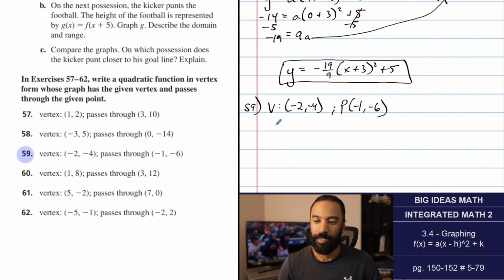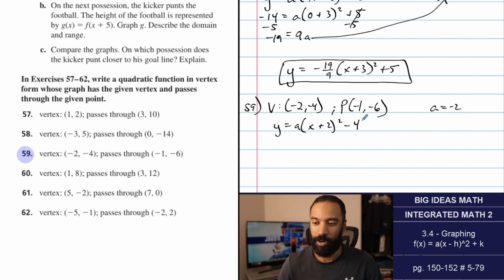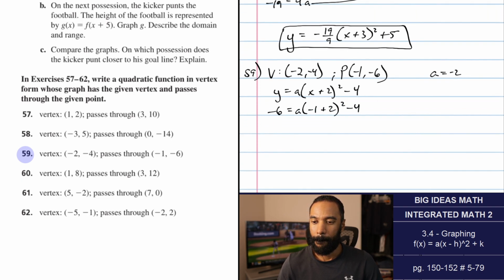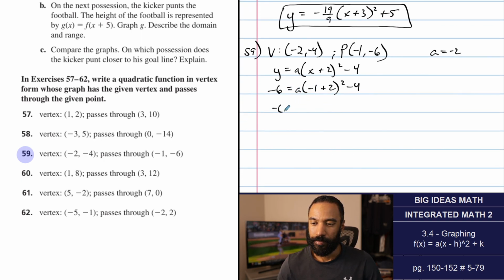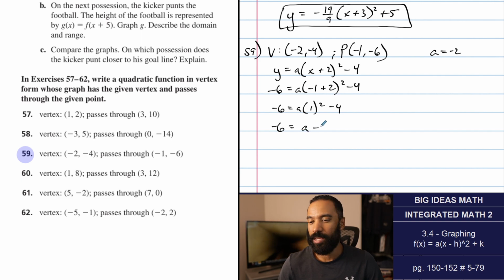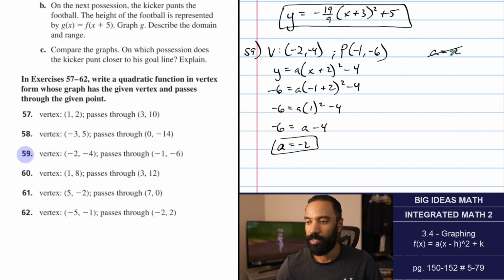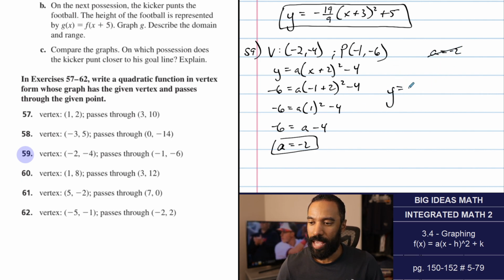Let's check it out. Y equals a times x plus 2 quantity squared minus 4. Negative 6 for y. Negative 1 for x. Negative 1 plus 2 is 1. 1 squared is 1 times a is a. Add 4 to both sides. A is going to be negative 2, which is what I got there. And we're going to get y equals negative 2 times x plus 2 quantity squared minus 4.